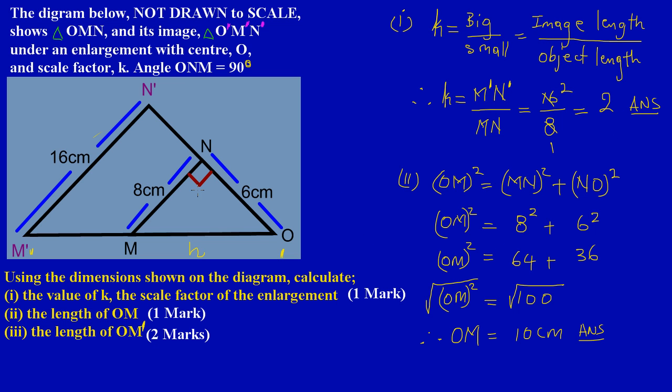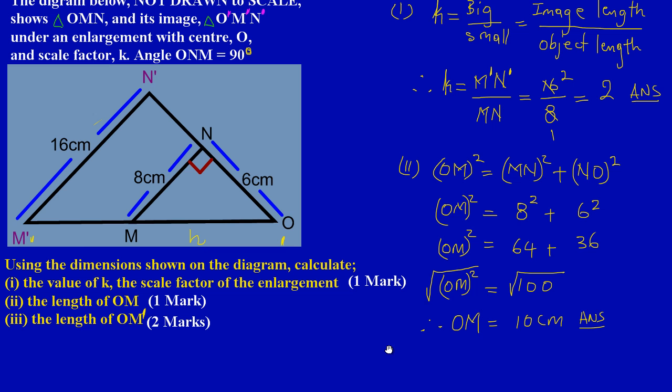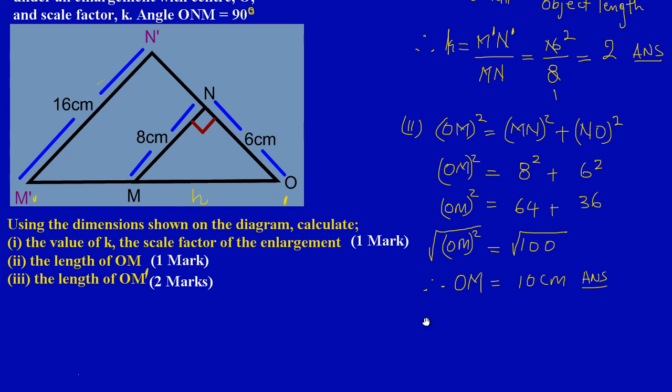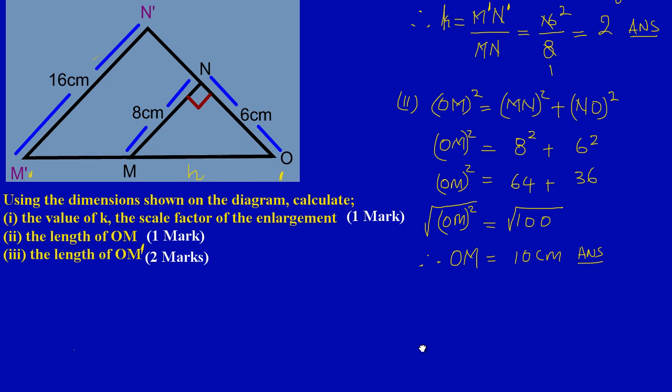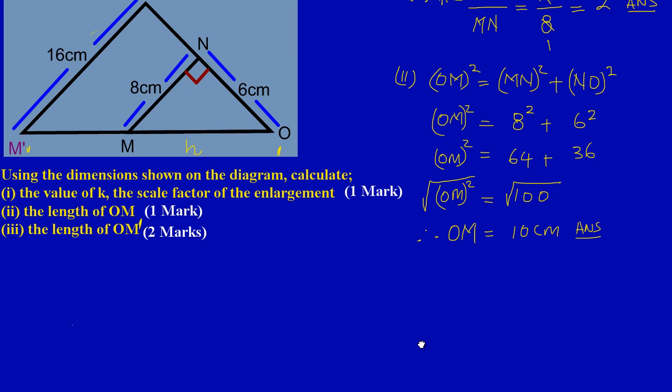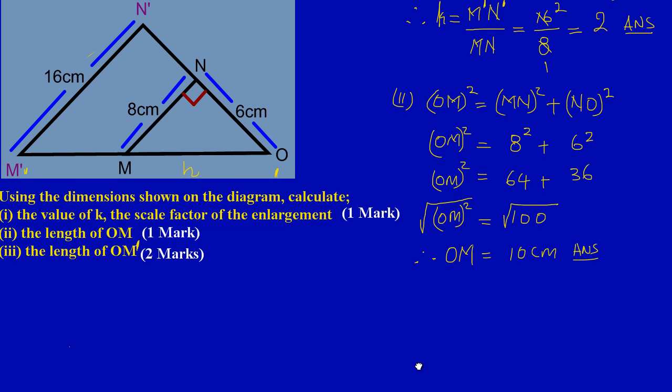Okay, good. So having answered part 1 and 2, they are asking us now to find the length of OM prime, which is this total length here. Now again, that should be pretty easy, because having found the length of MO, now MO would be the smaller side here, and M prime to O would be the bigger side. Okay, so we had the scale factor, so we know that we can, by substitution, let's just pull this up a little bit.